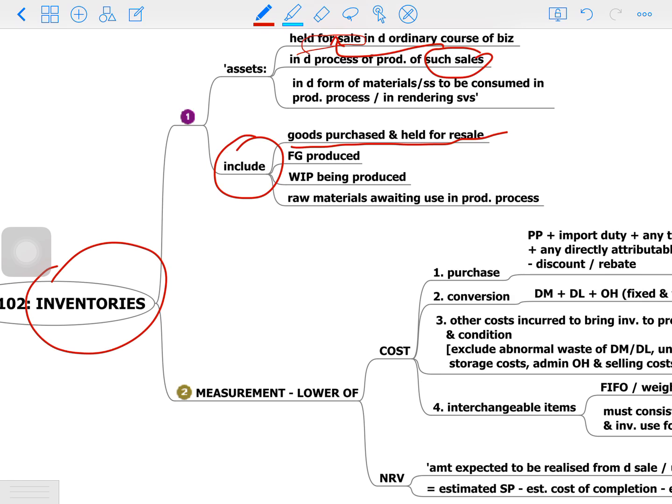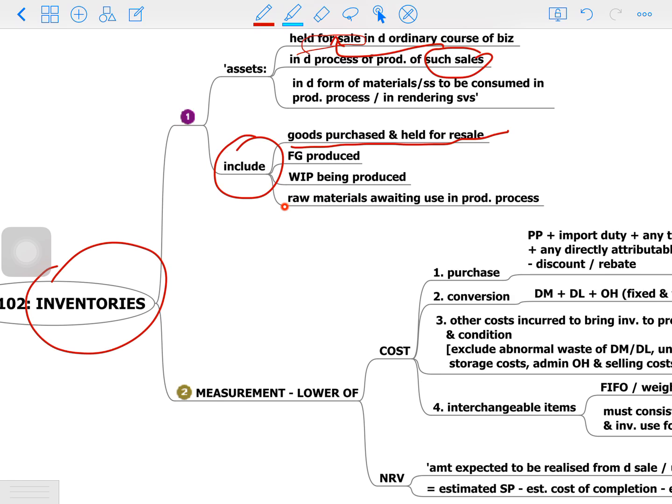Okay, if you read further in FRS 103, it covers a lot of other things related to inventories, which is not included in FRS 102. Okay, but for the purpose of this course, we only concentrate on these 4 types of inventories: goods purchased and held for resale, finished goods or finished products, work in process, and lastly the raw materials that you use in producing the inventories.